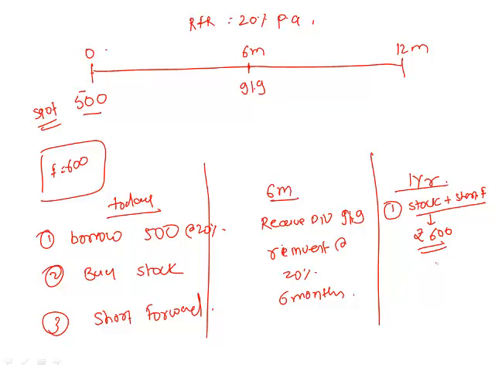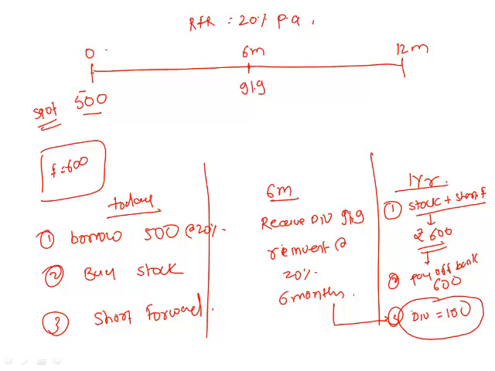I will take this 600, and with this money, I will pay off the entire bank loan. My bank liability is now clear because I had borrowed 500 and I have paid 600, at 20%. What I am left with is this dividend, right? And how much dividend will I receive? Approximately 100. This 100 I get to take home free of cost. So this is my arbitrage.